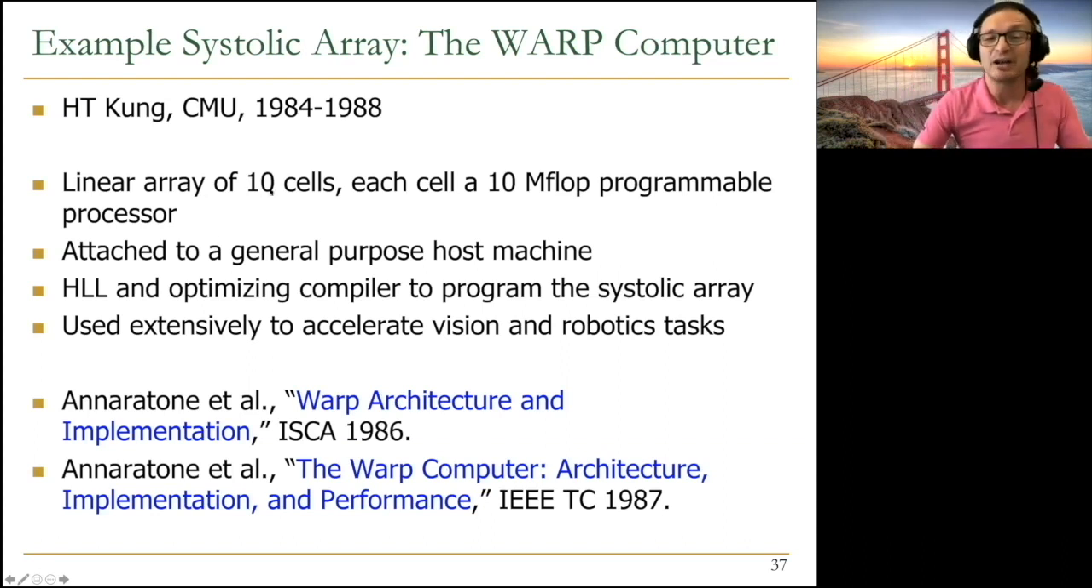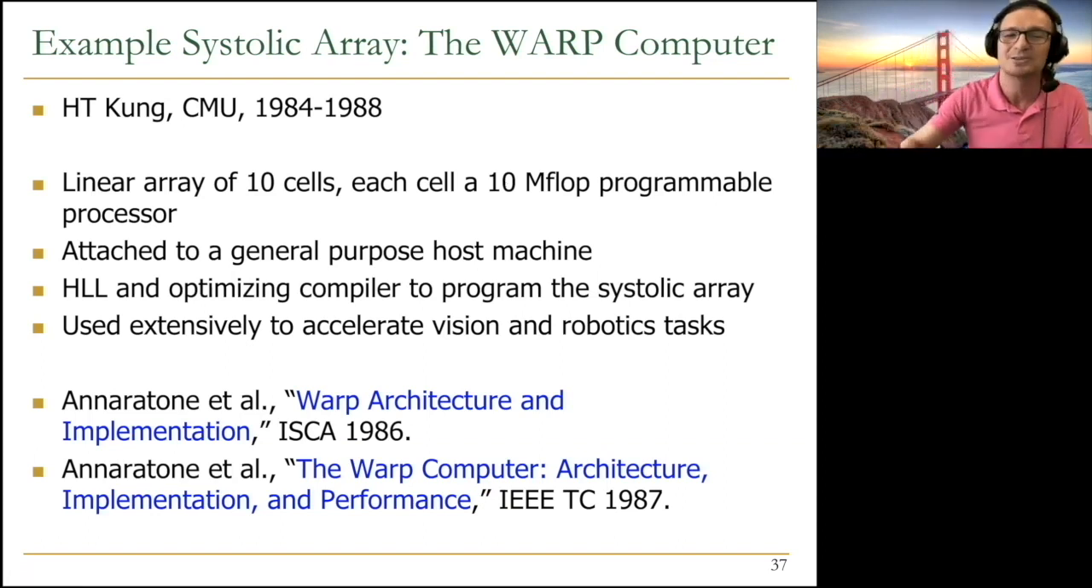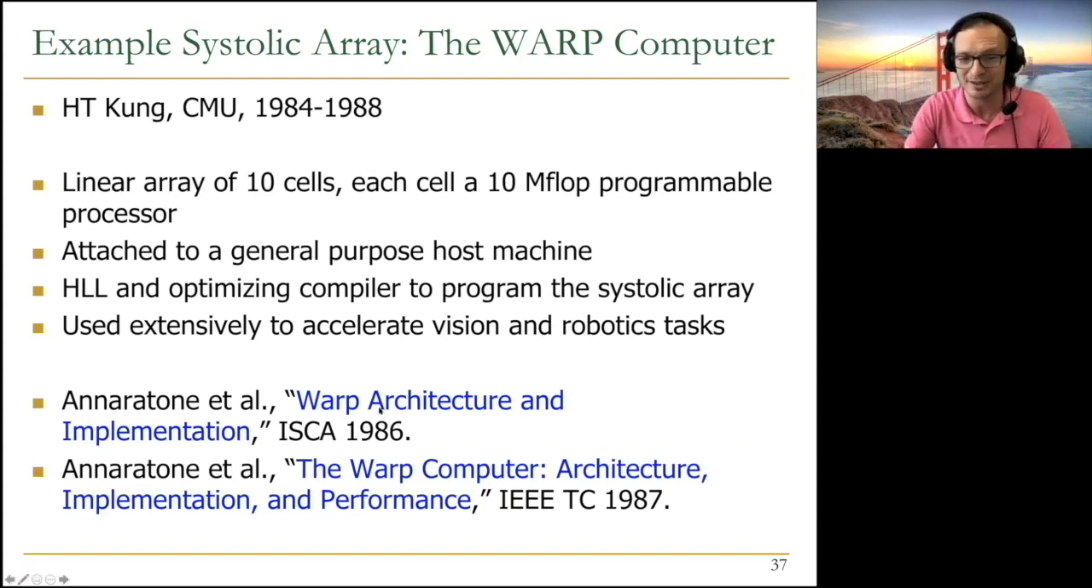They had a linear array of 10 cells. Each cell was a 10 megaflop programmable processor. We will see the TPUs. That's going to be 90 teraflops today, but we're talking about 1980s over here. And this was an accelerator attached to a general purpose host machine, just like what a TPU is. And they had a high level language and optimizing compiler to program the systolic array. And I think TPUs actually have some of these and going to have some of these also increasingly.